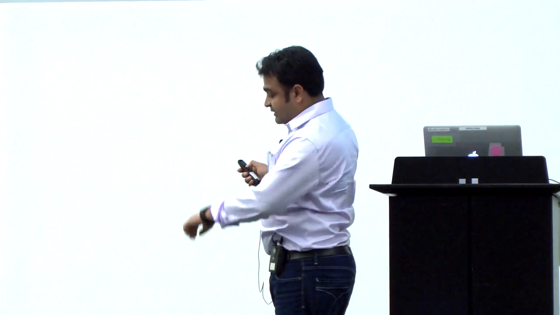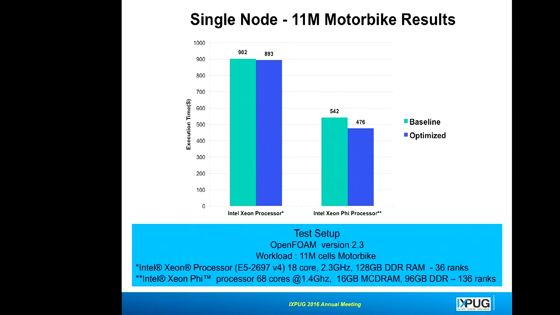So this is a single node number that I have. This is a Broadwell. On Broadwell, we did not see any improvement because the intrinsic template is not required here. Only the memory changes are affecting here. But here, this is a 136 rank difference, and I am seeing the 12% difference.